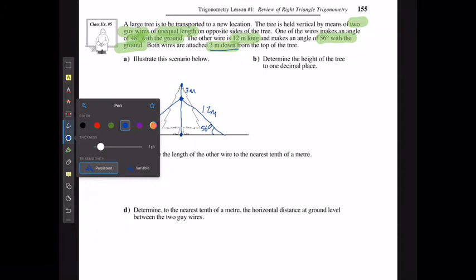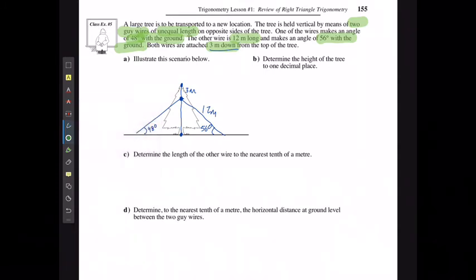I'm going to label the side lengths that I don't know. I'm going to call the height between the ground and the point 3 meters down from the top of the tree X. I'm going to call the wire length that I don't know Y. And I can call the space between these two A and B.